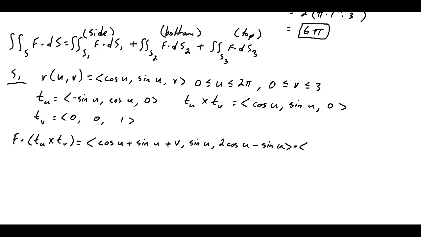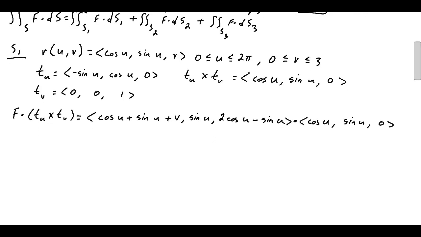Dotted with ⟨cos u, sin u, 0⟩. So f with the values from r(u, v) replaced in there, and then our t_u cross t_v placed as the second vector. Now if we find that dot product, that will be equal to, well, since sin² plus cos² equals 1, this will be equal to 1 plus sin u cos u plus v cos u.